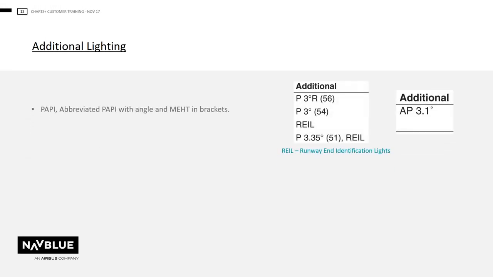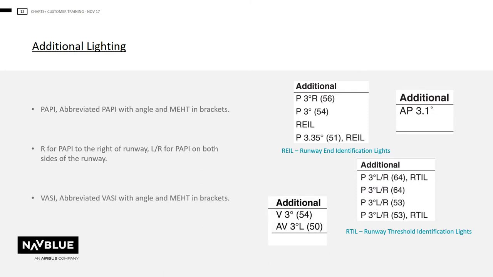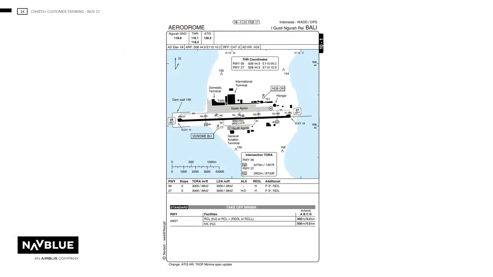Any additional lighting, such as PAPIs or VASIs, will be shown here with the angle and the minimum eye height above threshold. Additional lighting will be on the left unless mentioned. The next few slides will help you familiarise yourself with NavBlue depictions of aeronautical information.